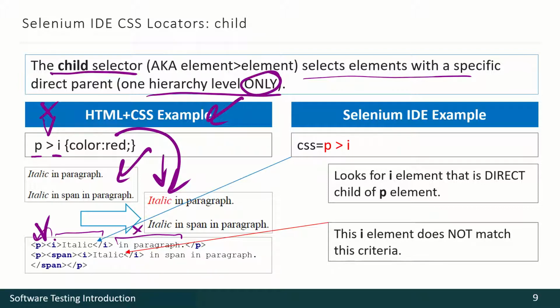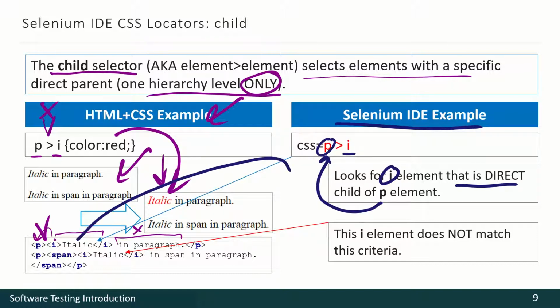And with Selenium IDE we can do the same. We look for any italic element that is directly inside a paragraph. Here it is. But this I element, as we can see here, is not right inside the P element, because the span is here and it breaks this rule.